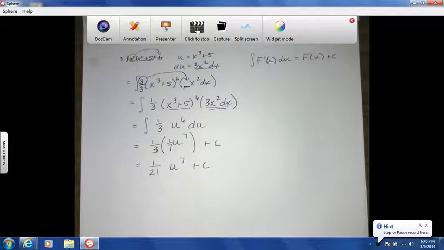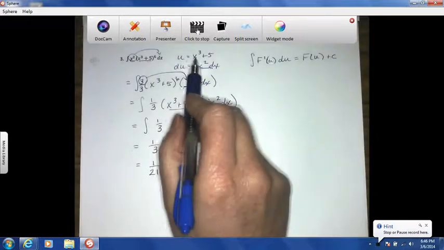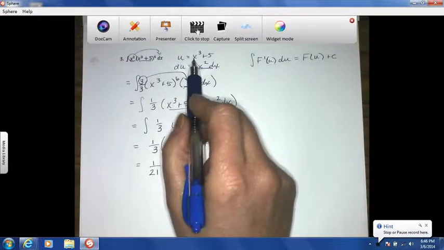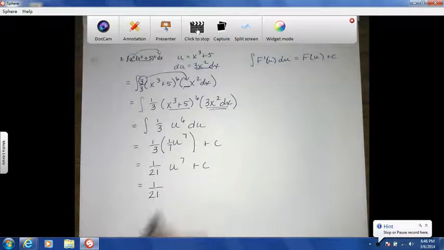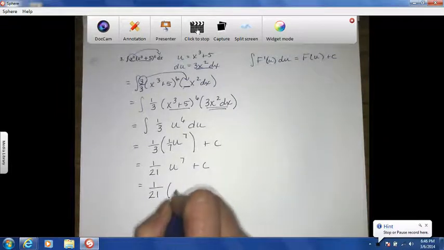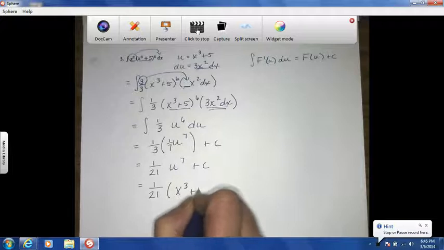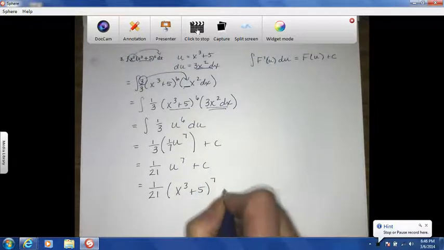And then the last thing we need to do is to go back to the original variable. Once again, my original variable of u is equal to x cubed plus 5. So we're going to substitute that back in. So 1/21 times the quantity of x cubed plus 5 raised to the 7th plus c.